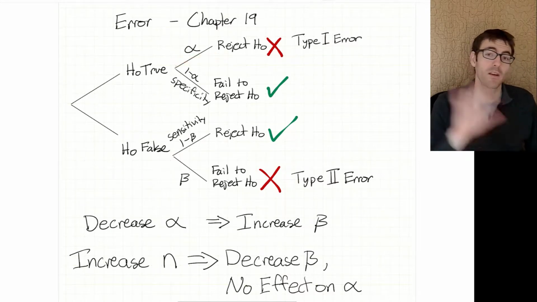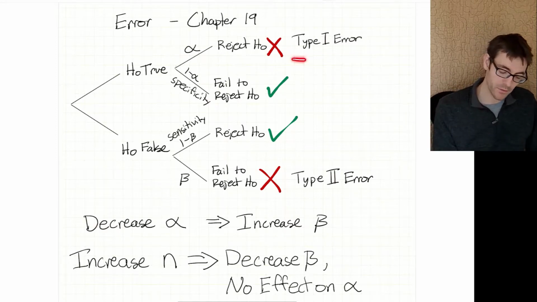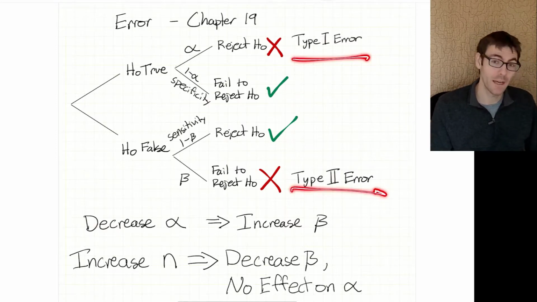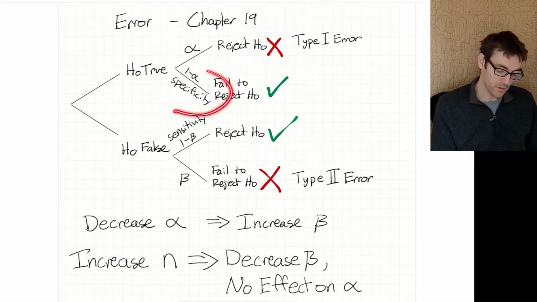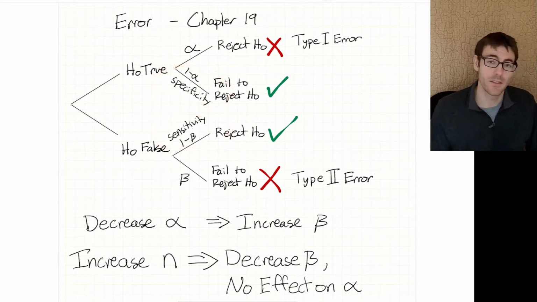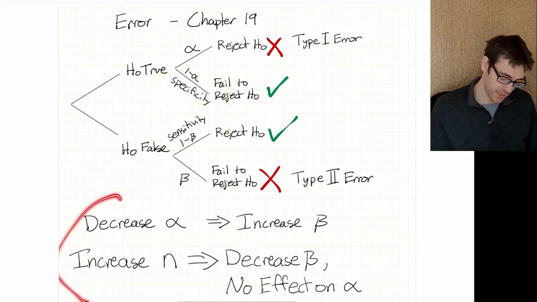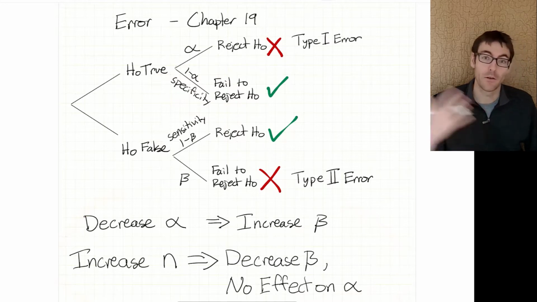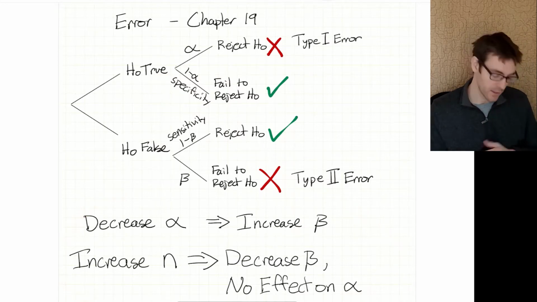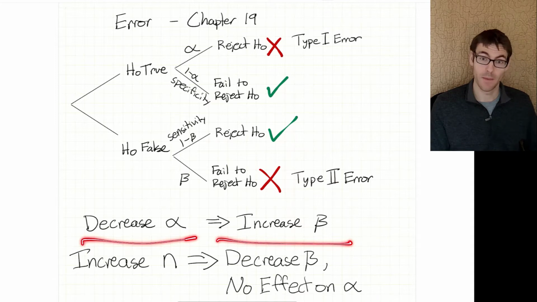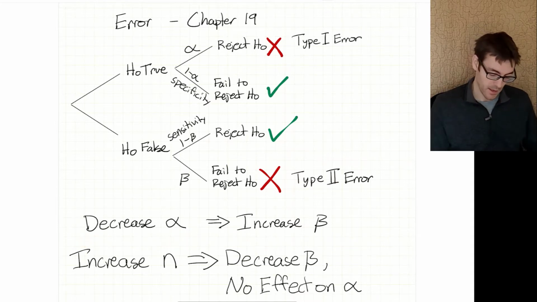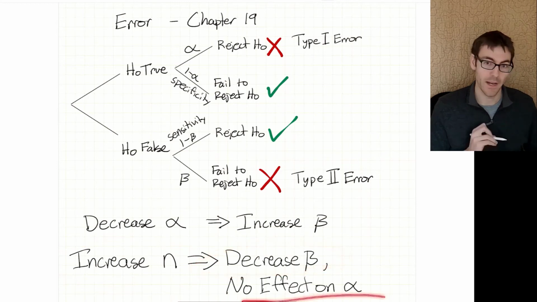Okay, so the important takeaways from all of this: being able to distinguish between type 1 and type 2 errors, know this terminology, sensitivity and specificity, and we want to have a general sense of how these values behave relative to each other. Decreasing alpha increases beta, vice versa, and increasing n is going to decrease beta, but not affect alpha.